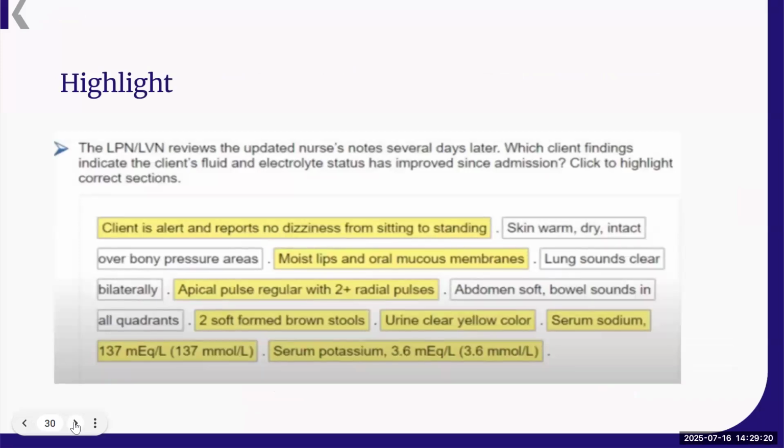The next example is an example of a highlight. There are two different types of highlight items: the highlight text and the highlight table. The highlight text will include a paragraph or information, and the candidate will select parts of the text based on what the question is asking. There can be a maximum of 10 options, and the candidate can deselect text also by clicking on it again.